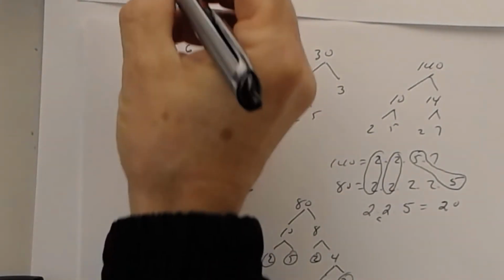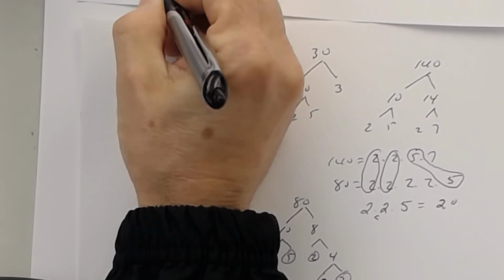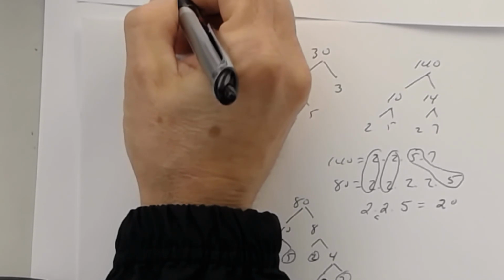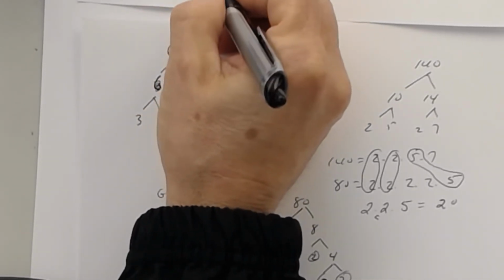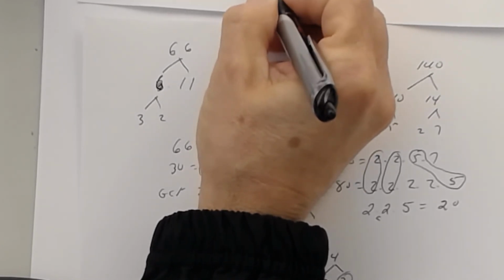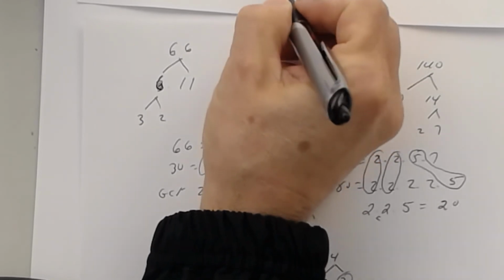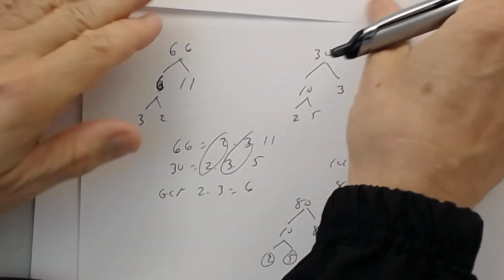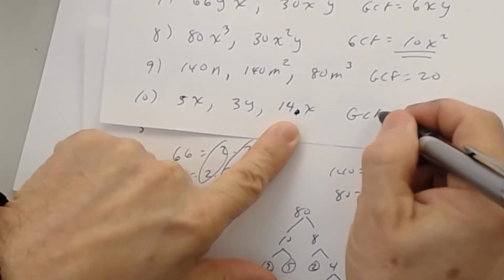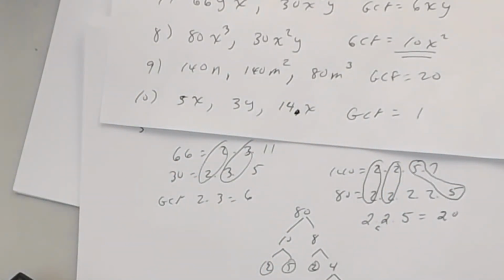Out of curiosity, suppose I had 5x, 3y, 14x. What's your GCF? 1. Don't say there isn't any. There's always a GCF. If they have nothing in common, there's something in common. It is what? 1.